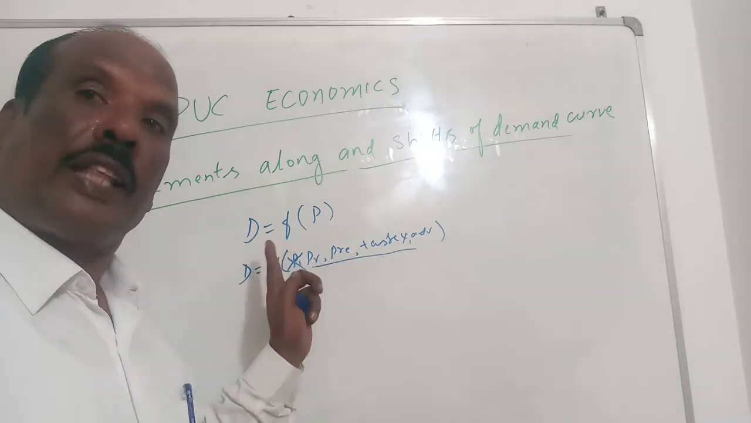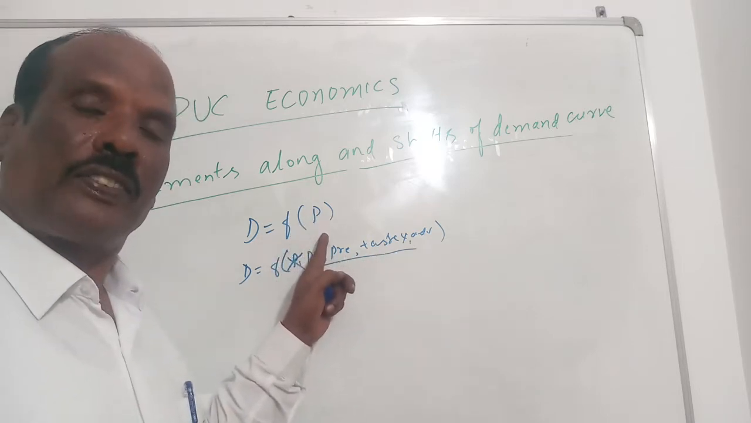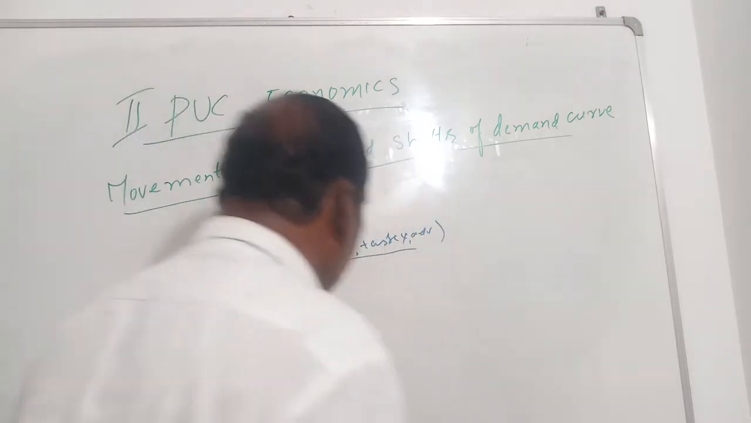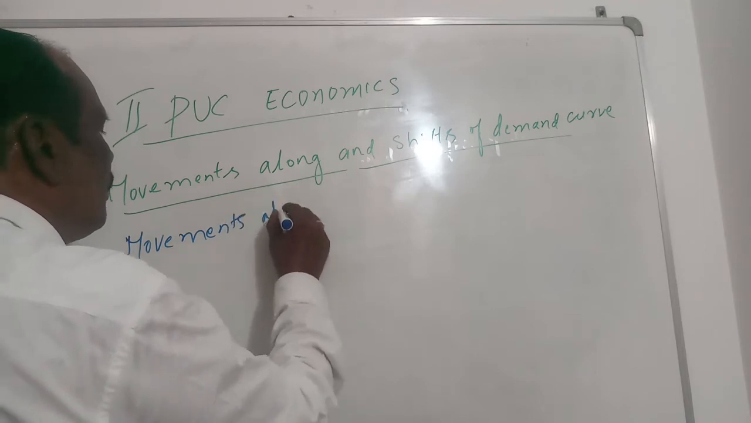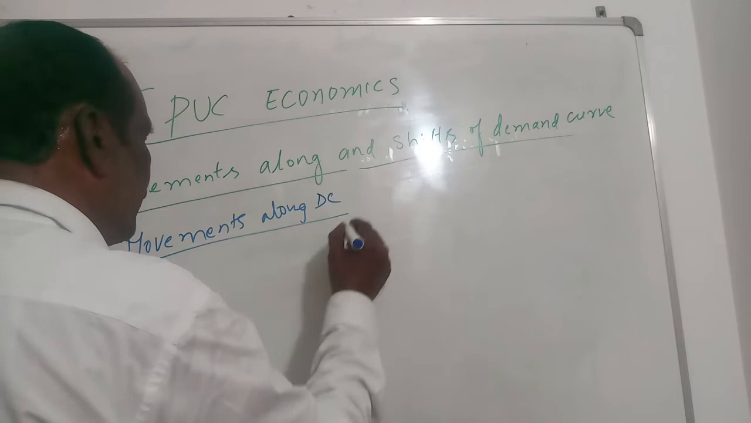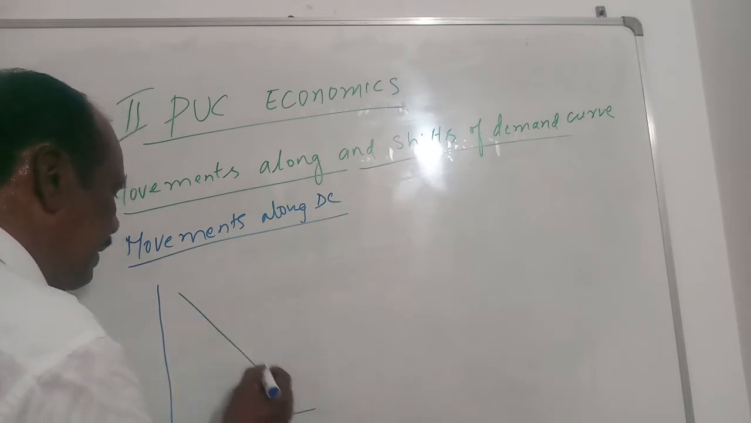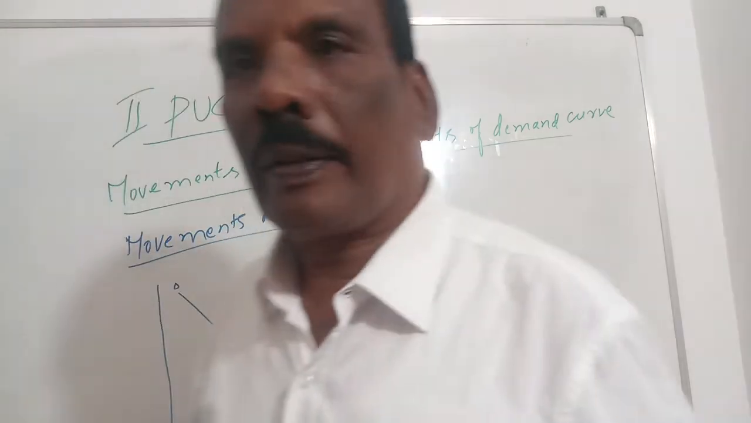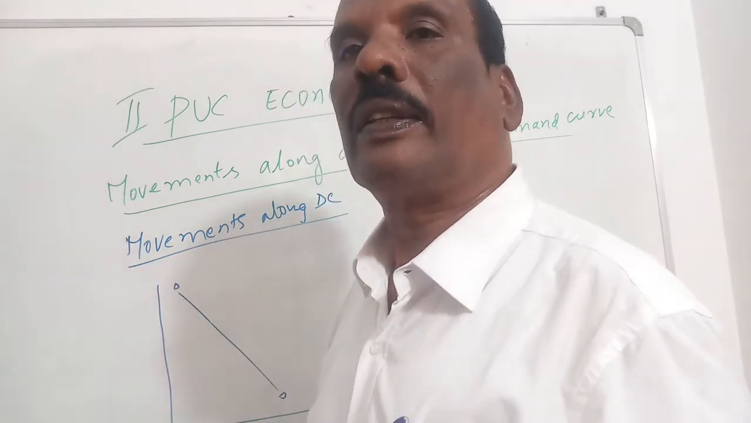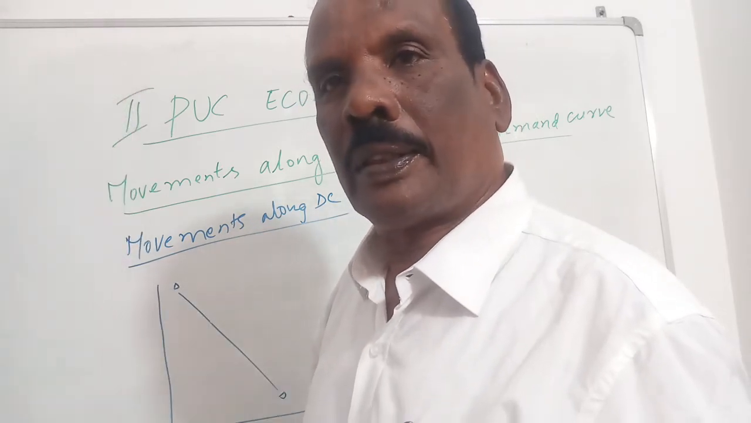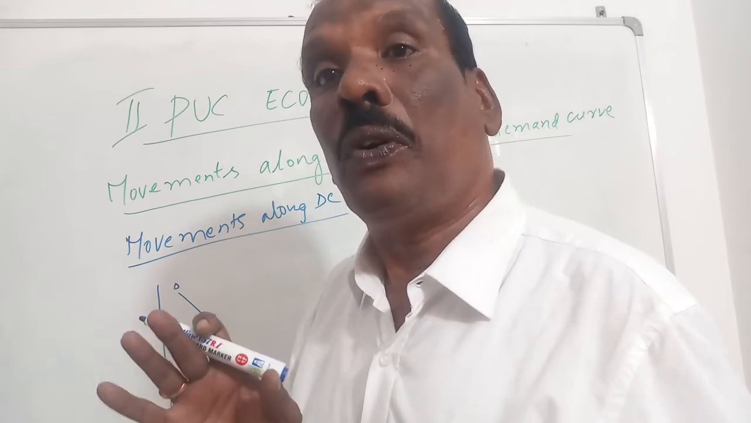Here we see the movements along the demand curve due to changes in price. Okay, now let's see movements along the demand curve. You have learnt in the previous class, this is the demand curve. It slopes negatively because of the inverse relationship. Higher the price, lower will be the demand. Lower the price, higher will be the demand. That is the law of demand. So we see the relationship between price and demand.